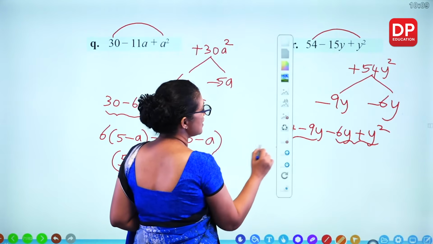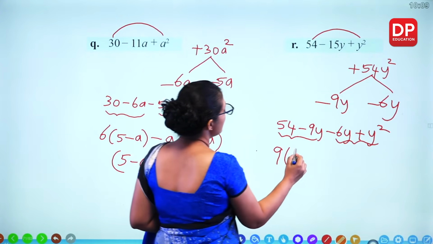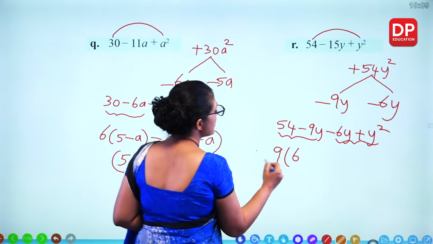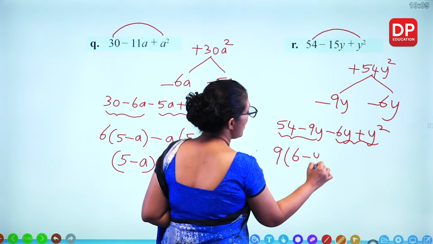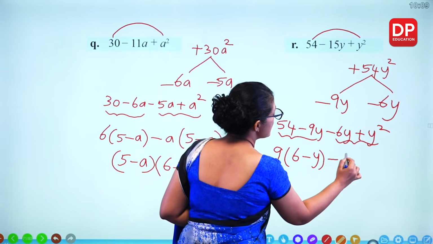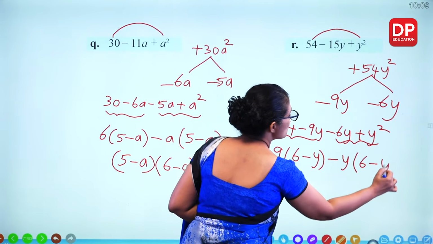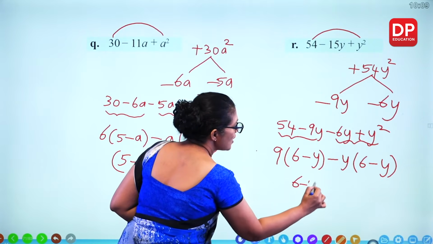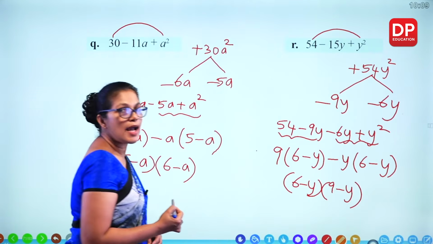So you get 9 out. 9 times 6. So you get here y. When you take minus y out, 6 minus y. So 6 minus y is common. Take it out and the remaining part 9 minus y.